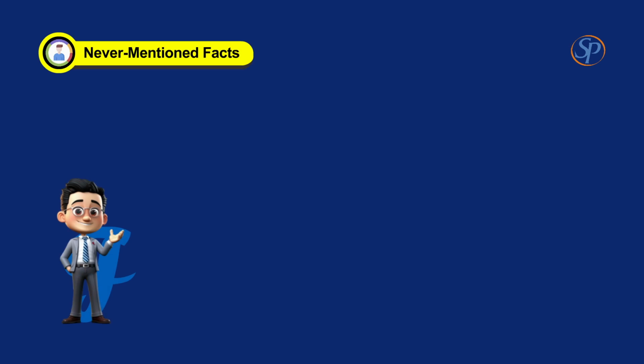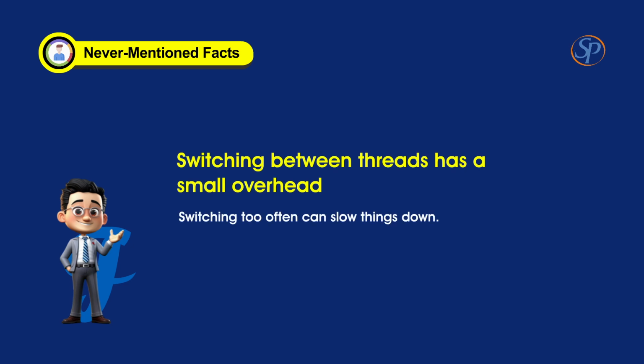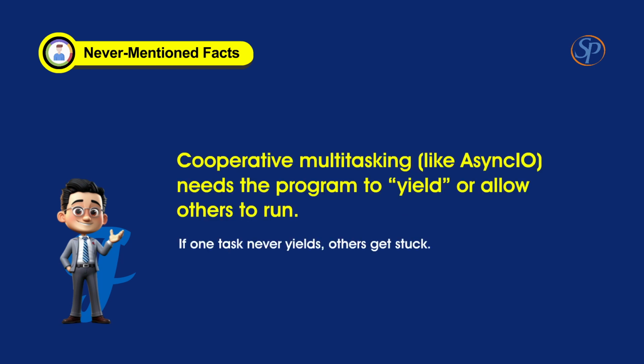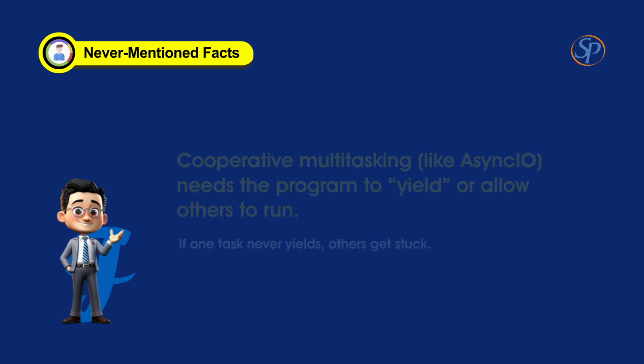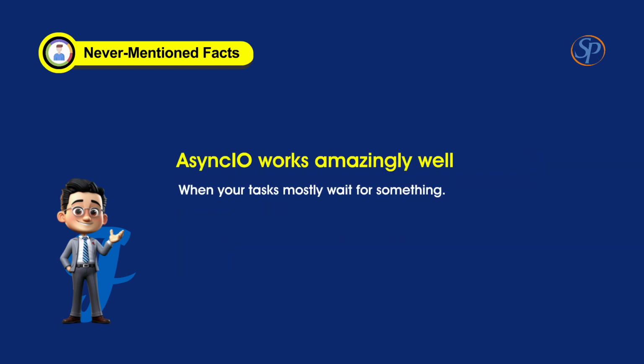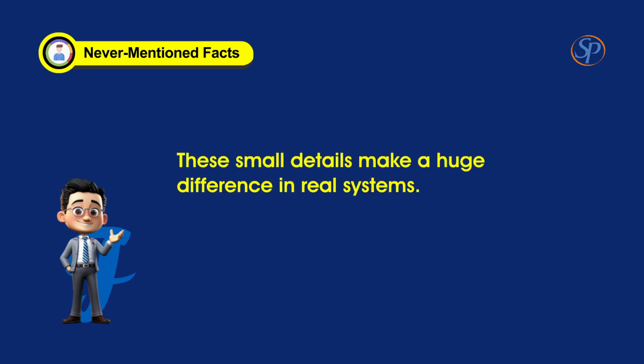Here are the things most tutorials skip. Switching between threads has small overhead. Switching too often can slow things down. Cooperative multitasking, like async, needs the program to yield or allow others to run. If one task never yields, others get stuck. Async works amazingly well when your tasks mostly wait for something. These small details make a huge difference in real systems.